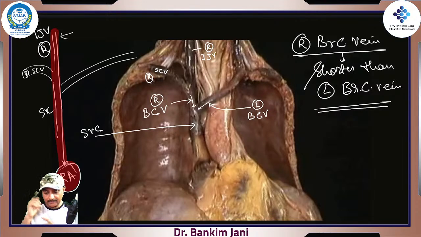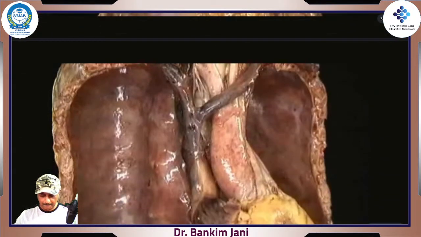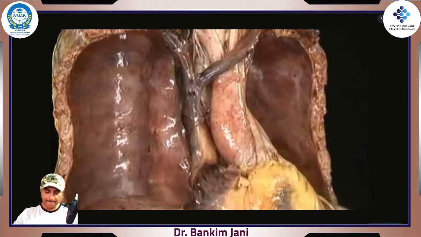Now we want to see this superior vena cava properly, so we'll be rotating it so that we see the right side properly. Take it as practice. This is almost the same, just the zoomed version. So this one would be superior vena cava, you know that, and obviously this is the ascending aorta.